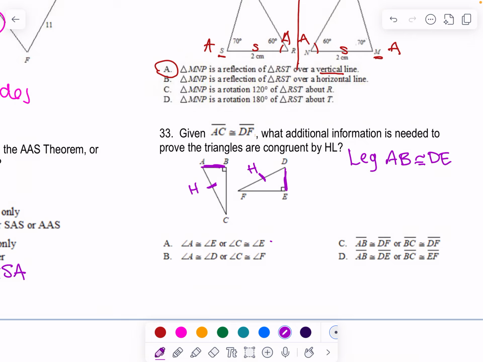We don't need anything with angles. We just need legs. So it can't be this one or this one. Or the other legs would be the long ones. So we could say BC and EF. Is that there? AB to DE. Yep, that's D right there. Good. Cool. All right, I'm going to pause just to break the videos up.